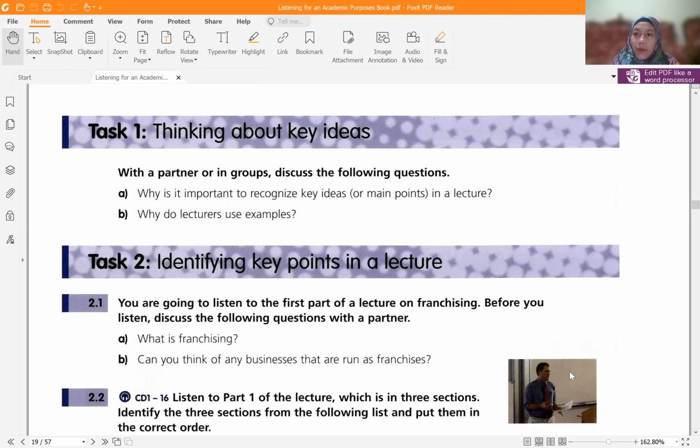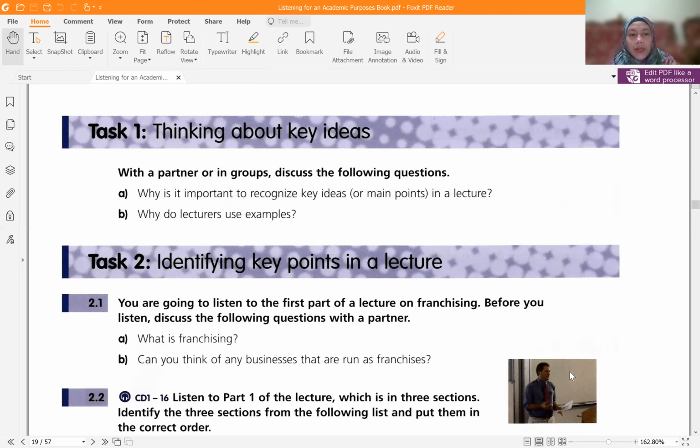And then usually when they give the main point or the key ideas, a lecturer usually gives an example to make it easier for us, the listeners, and also the students, to understand the point that they make. So giving an example here usually helps us understand more as the listener.